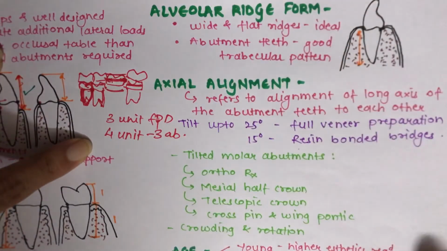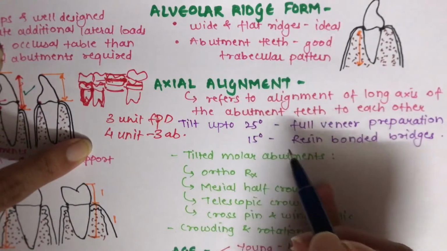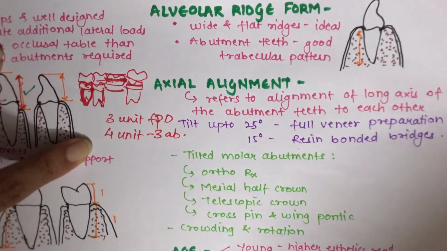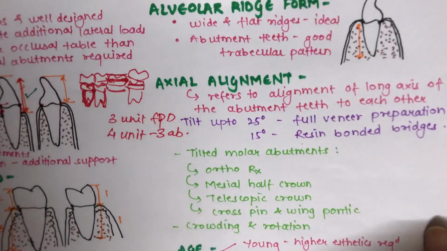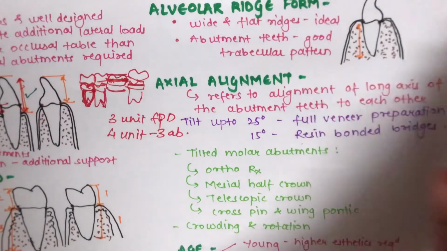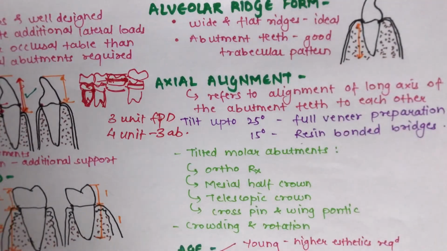The next one is the axial alignment. The term axial alignment refers to the long axis of the abutment teeth to each other. A tilt of up to 25 degrees can be accommodated by modifying the tooth preparation for a full veneer preparation, and you can tilt it up to 15 degrees to accommodate resin bonded bridges. So a tilt is nothing but the long axis of your abutment teeth. That means your abutments can be tilted mesially or distally.